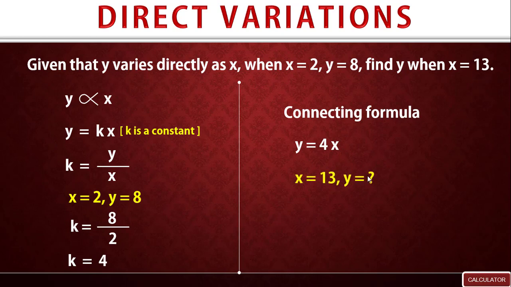So we are given x equals 13 and we want to know the value of y. So let's fix in the value of 13 into this formula. Then we have y equals 4 times 13. 4x here simply means 4 times x, so that's the reason why we have this times there. So 4 times 13, that means our y equals 52. So 52 is our final answer there.